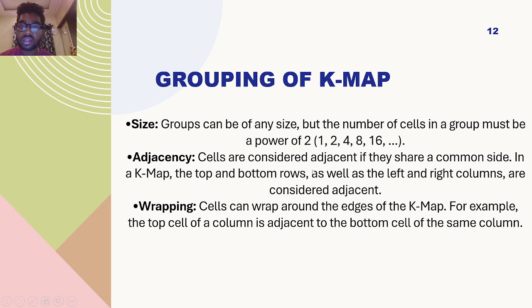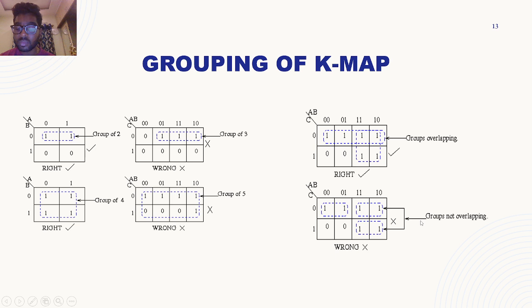Adjacency: cells are considered adjacent if they share a common side. In a K-map, the top and bottom rows as well as the left and the right columns are considered adjacent. Wrapping: cells can wrap around the edges of a K-map. For example, the top cell of a column is adjacent to the bottom cell of the same column.